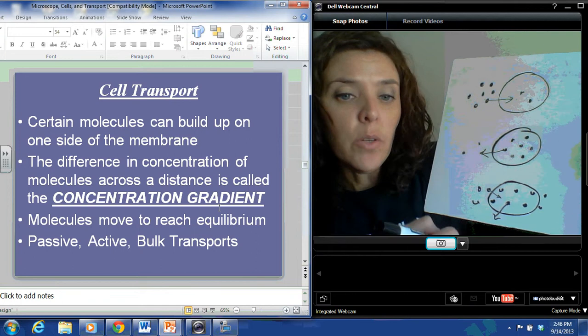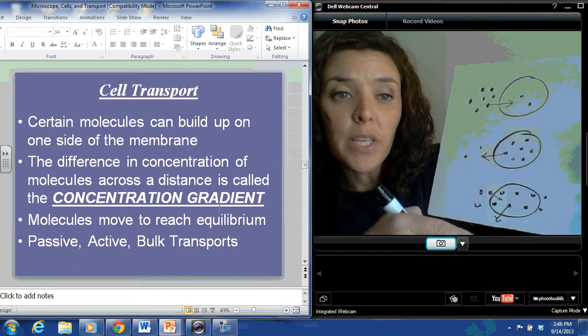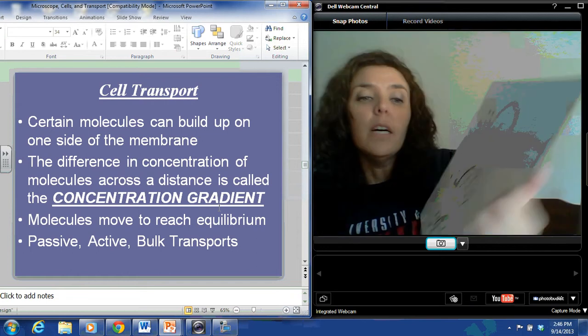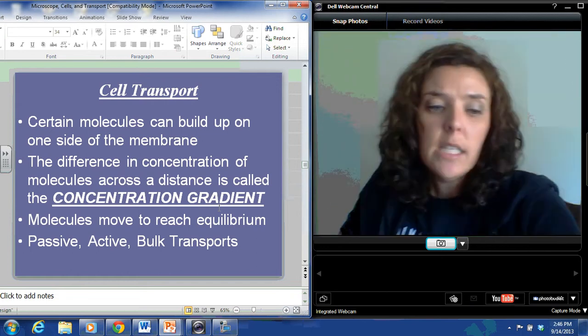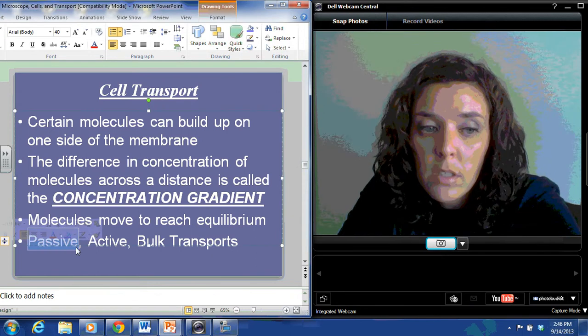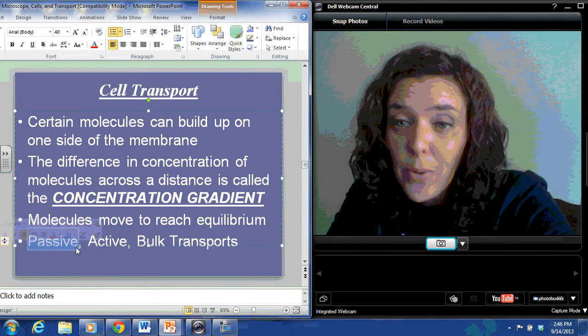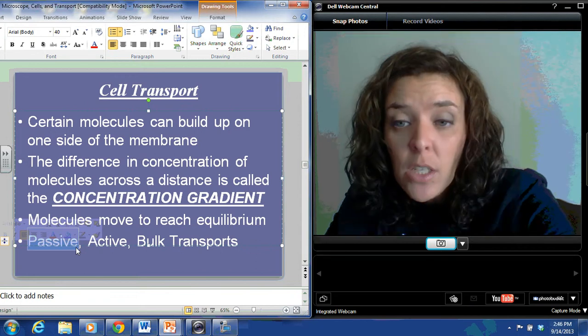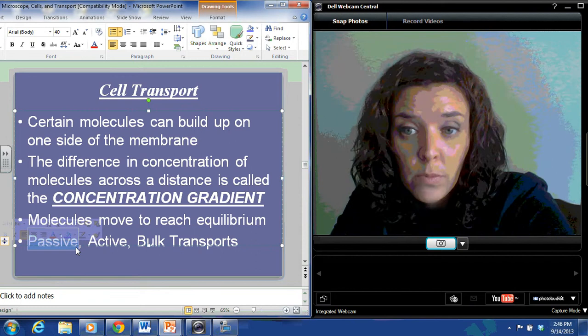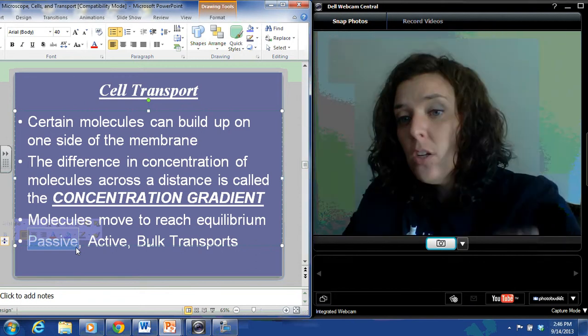Okay, so we're going to have several videos on the different types of transport, but there are 3 major types of cell transport, and you can see that listed here. There is passive transport, and passive transport does not require energy. That's why it's called passive. So molecules just move nice and easy from a high concentration to a low. Okay, so it's moving from high to low.